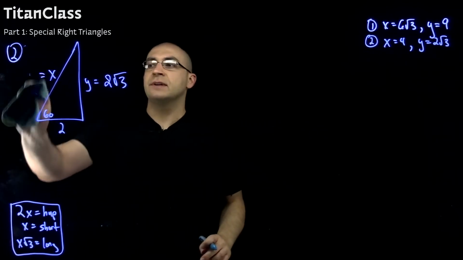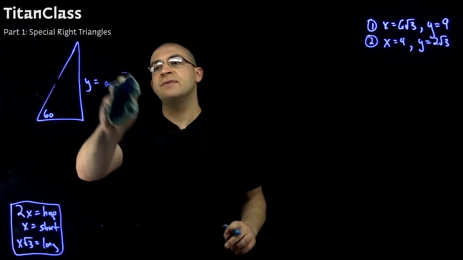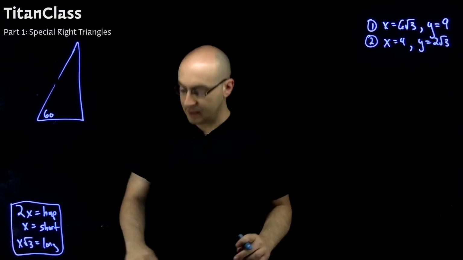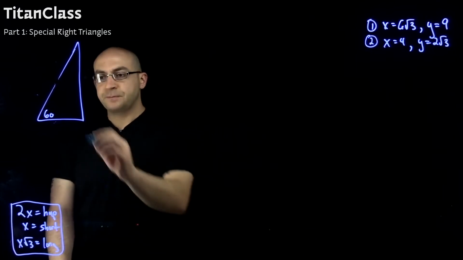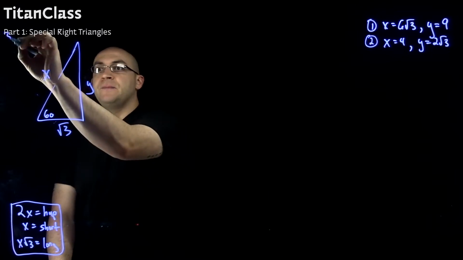I'm actually not going to erase this triangle because the next problem looks just like it. See, I'm evolving. I'm getting smarter through the process. All right, number 3. This is root 3, this is y, and this is x.